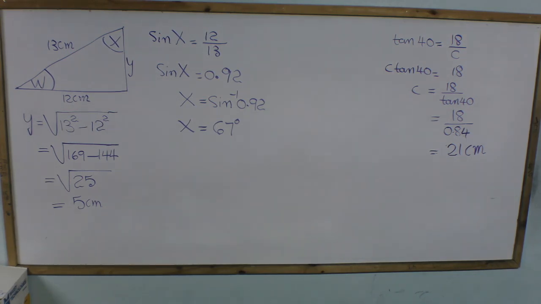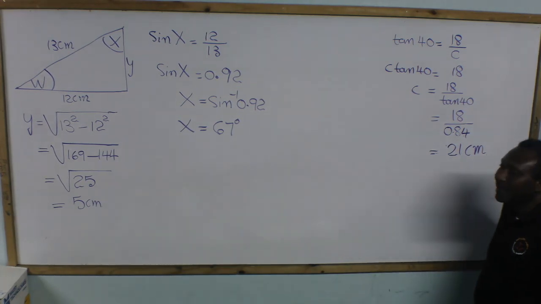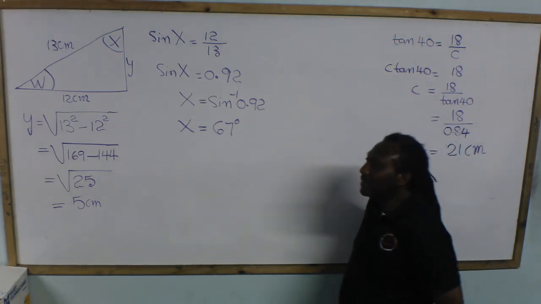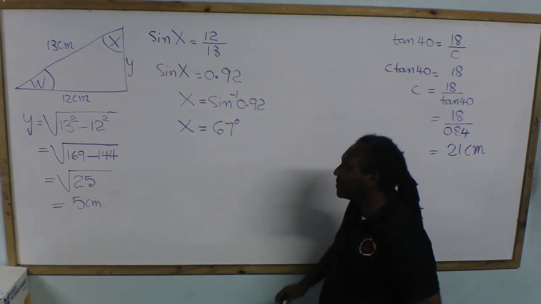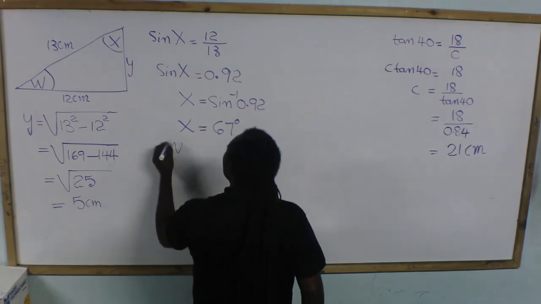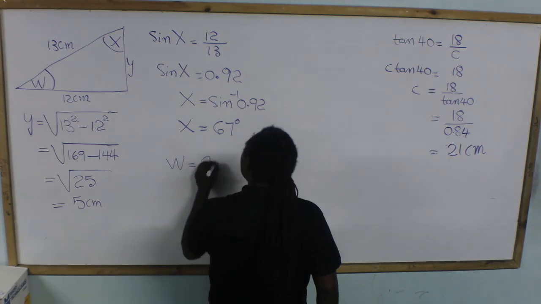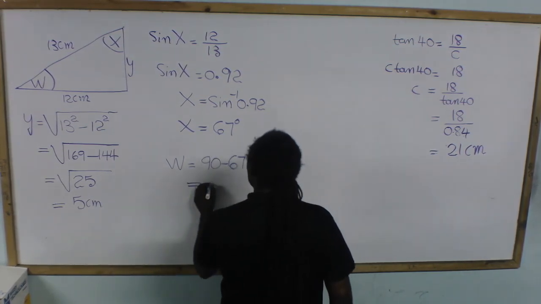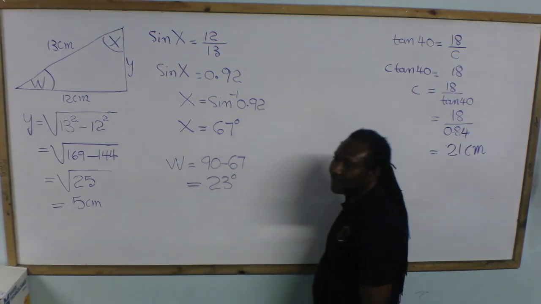Yes. What did you have? 60 what? Okay, fine. That's nice. And what will be the other angle? So W will be equal to 90 minus 67, 23 degrees.